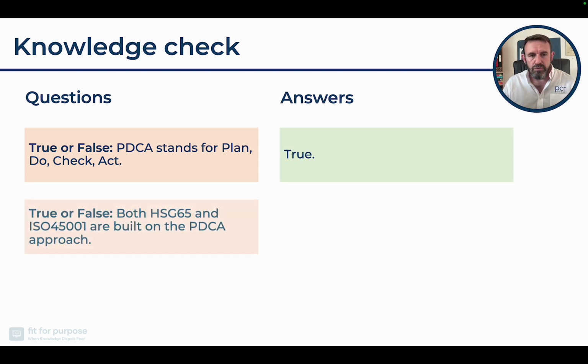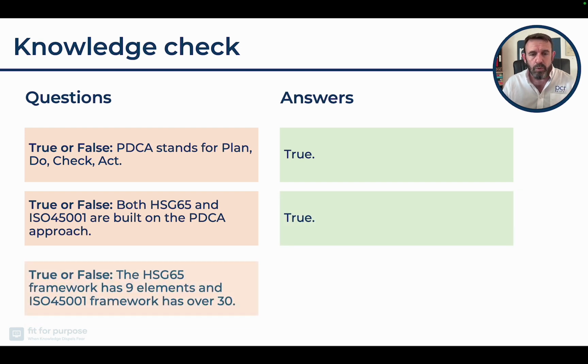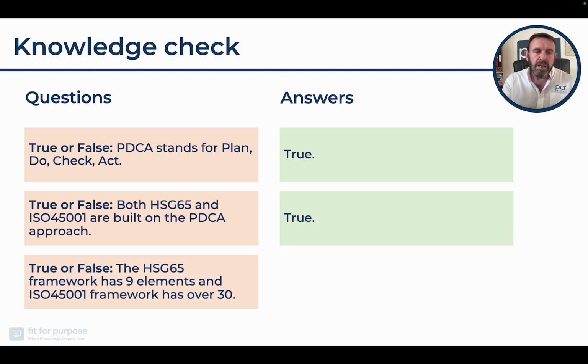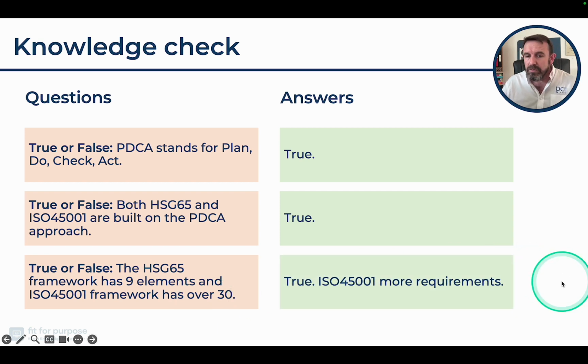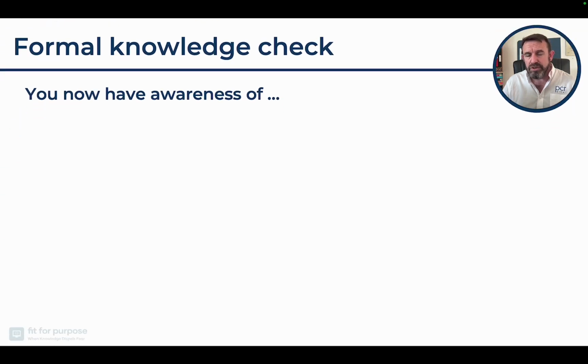True or false? Plan, Do, Check and Act. That is true. True or false? HSG 65 and 45 are built on the PDCA approach. Yes, we know we are. We've just been talking about it. They are, I should say. And HSG 65 framework has 9 elements and ISO 45 has over 30. True, ISO 45001 does have a lot more requirements, but you haven't got to be certified to it. You can align yourself to it. It really is a good standard.